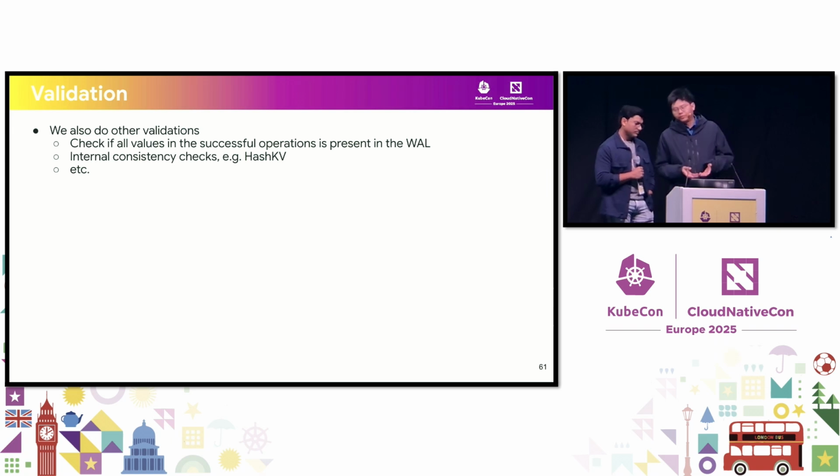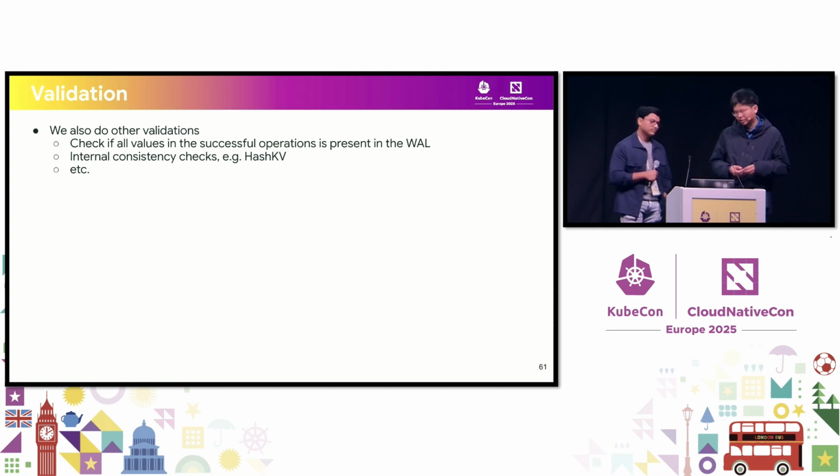There are other types of validation that we also build into this test when it's running, because it's targeted for etcd. So we can check some internal consistency, like at the end of the test we can check the hash KV, or we can also check if the successful operations observed on the client side are actually also present on the write-ahead log side.